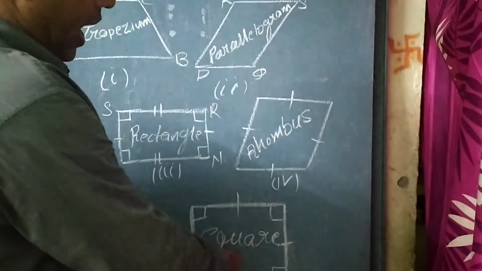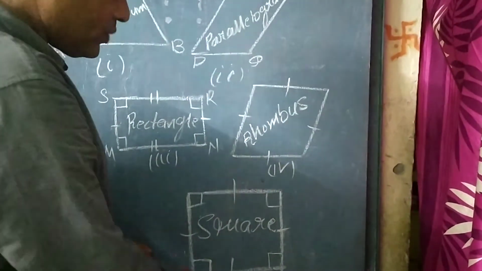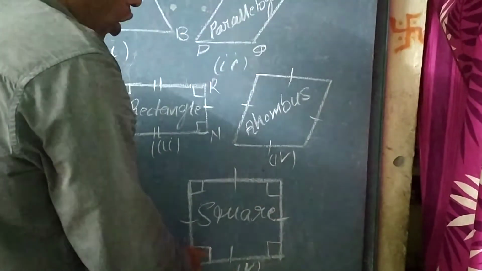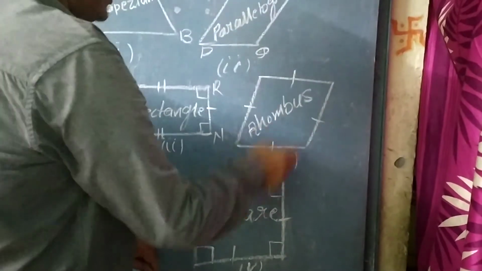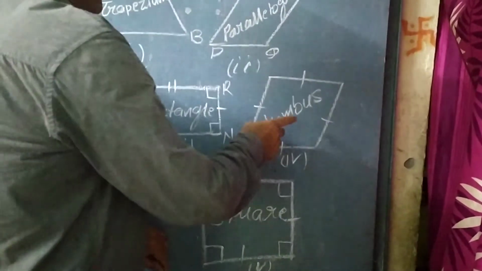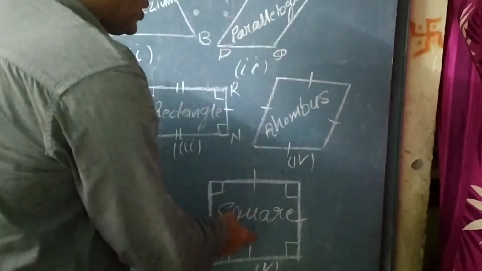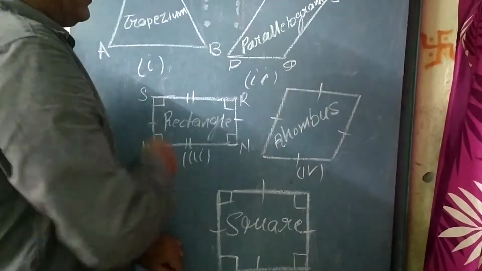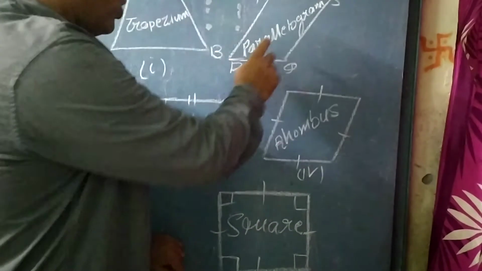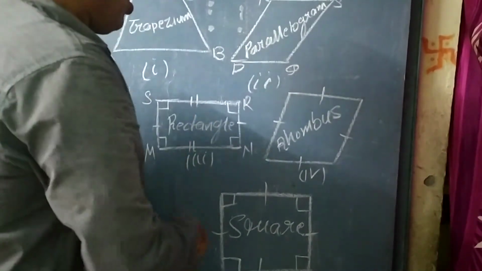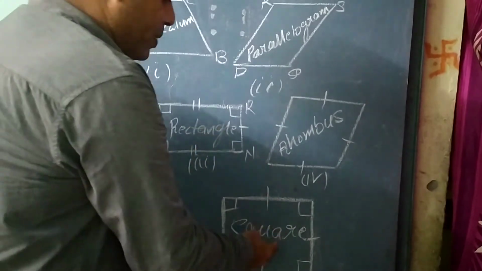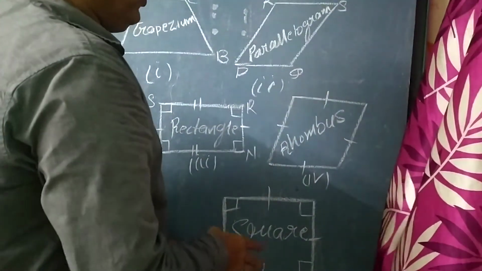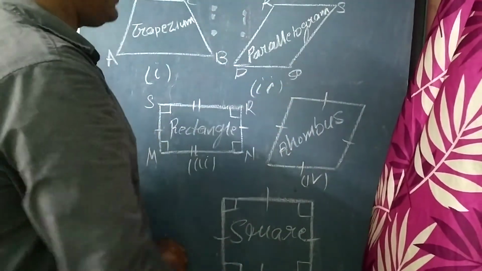Here it is a square. As you can see, it is a square. A square can be a rhombus because all sides are equal and all angles are 90 degree. So a rhombus cannot be a square. But a square can be a rhombus, a square can be a rectangle, a square can be a parallelogram, and a square can be a trapezium. But a trapezium cannot be a parallelogram, a parallelogram cannot be a rectangle, and a rectangle cannot be a square or a rhombus. So there is a difference between these figures.